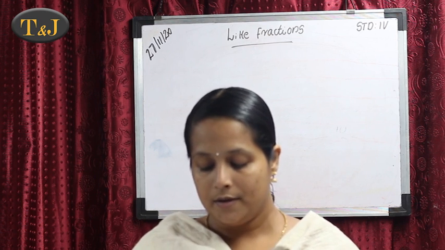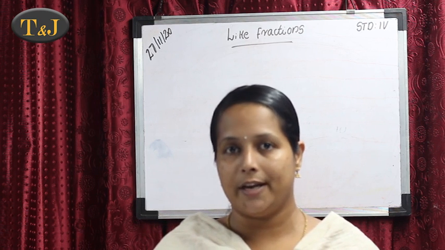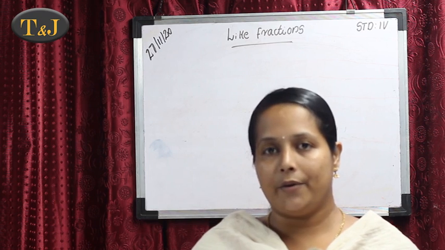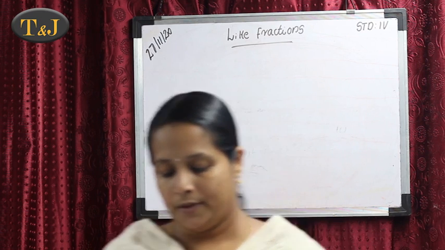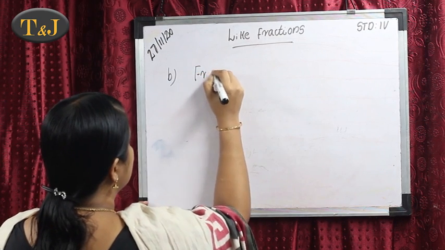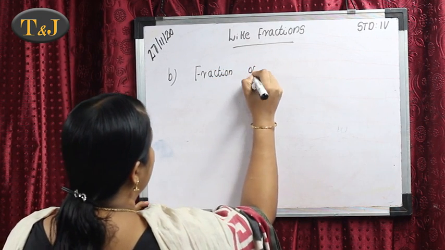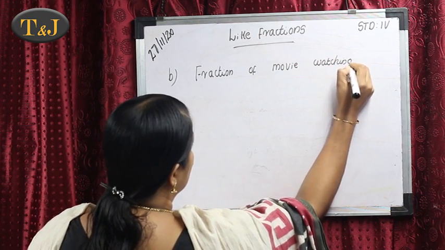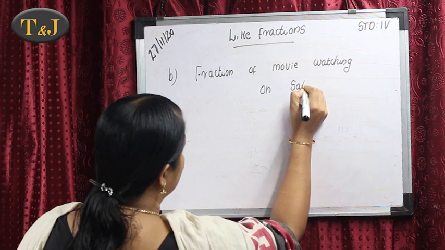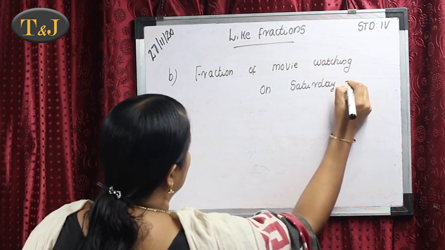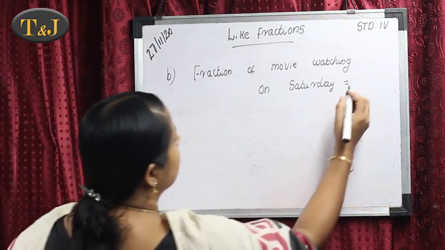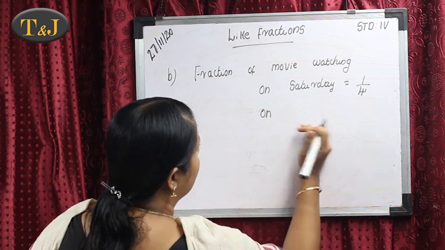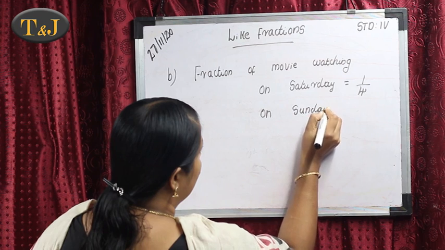First we find the total. Then next, we find what fraction remains to be watched. That means the whole portion minus the fraction she watched. First, we find the total fraction of the movie watched. The fraction of the movie watched on Saturday is 1 by 4. Then the next day, watching the same movie on Sunday, it is 2 by 4.